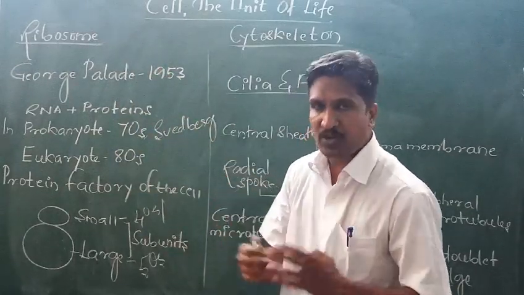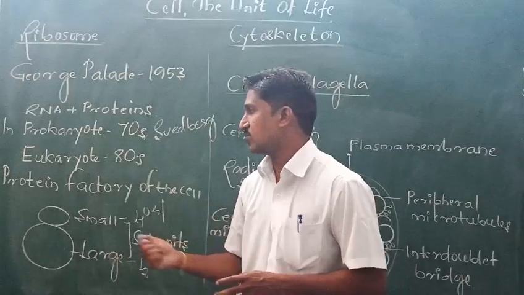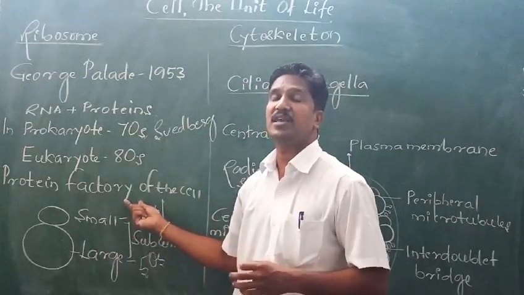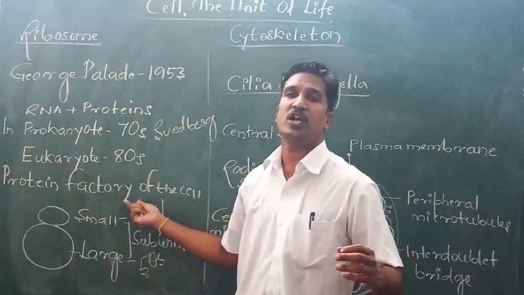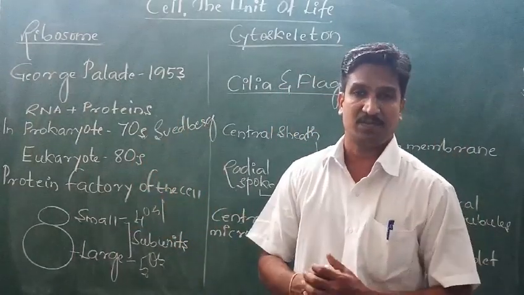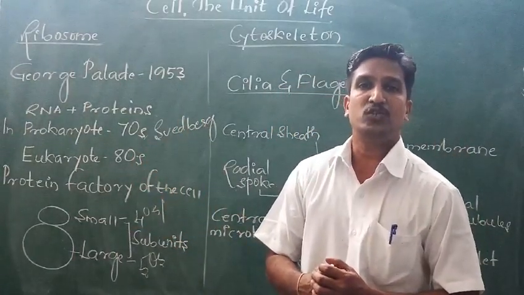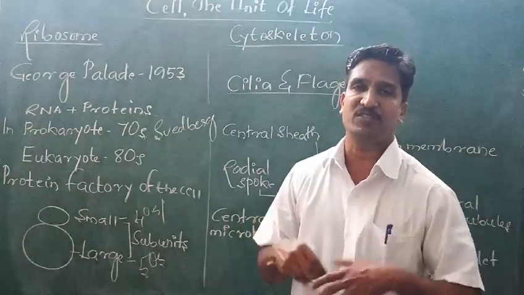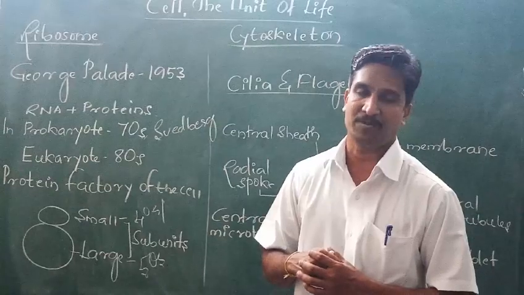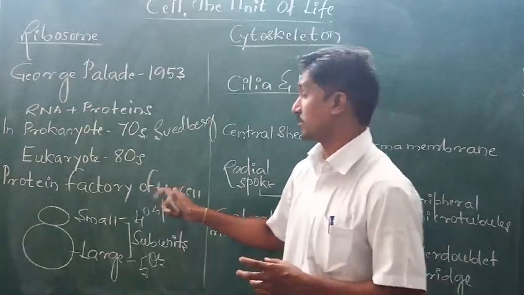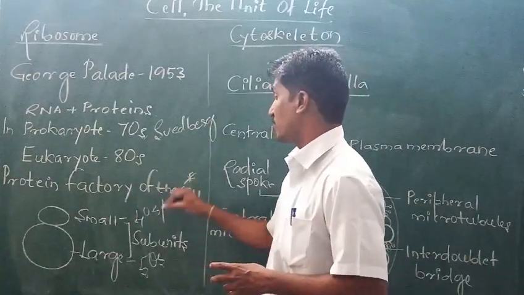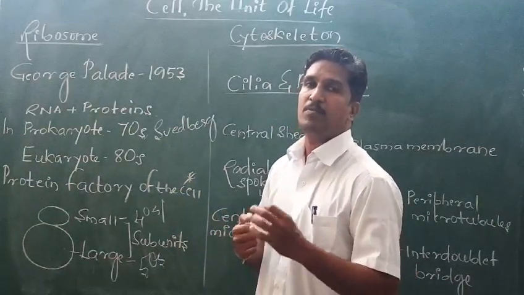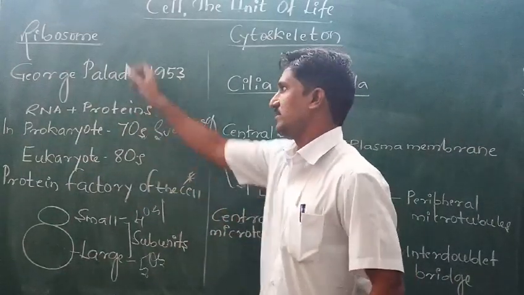The most important function of the ribosome is that it is called the protein factory of the cell. What does it mean? They are responsible for the production of proteins. Many different types of proteins are synthesized in the human body. So that is the function. It is a most important question for one mark: name the cell organelle, or name the protein factory of the cell. Just ribosome.